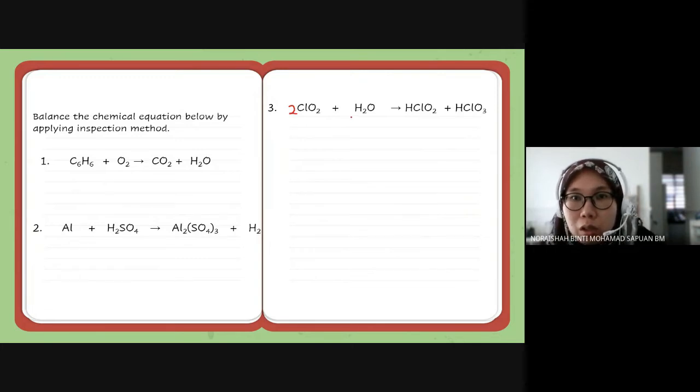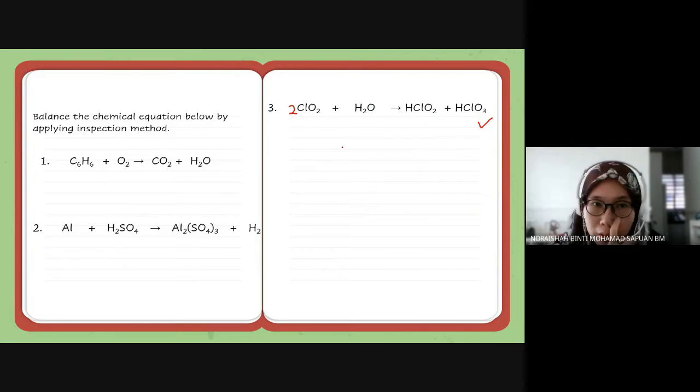Untuk hydrogen sebelah kiri ada 2, sebelah kanan ada 2. Okay, complete. So for oxygen sebelah kiri ada 4, 5. So sebelah kanan ada 2 tambah 3, 5. So complete. Okay, so this is how to balance the infection method. So we go to the next slide.